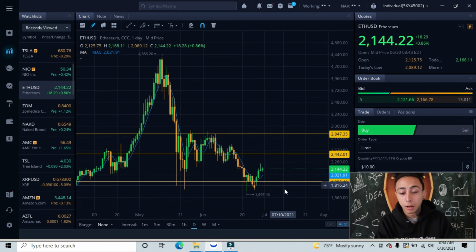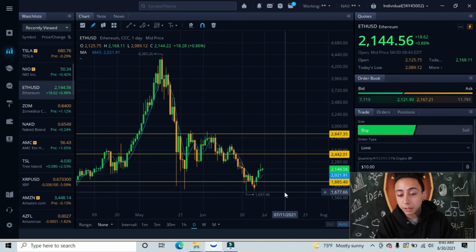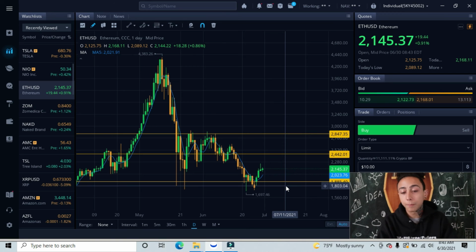So if you do get in, I would have a mental stop loss at least underneath the $1,600 level. So if we do break back below this support line, you can even have it a little bit tighter, maybe around the $1,842 area. And that way, if we do break back below that support level, we'll be able to get tagged out and wait for a better entry, okay?